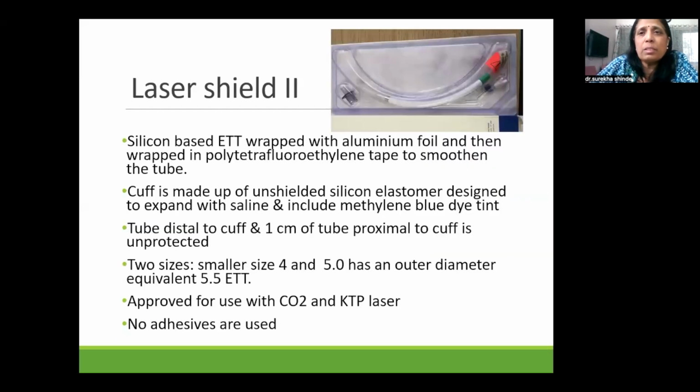Coming to laser shield 2, as it suggests, there are two folds. The silicone-based ETT is wrapped in two layers. First is aluminum foil, and then it is wrapped in polyurethane tape to smoothen the tube. And the cuff is made of unshielded silicone elastomer designed to expand with saline, and it includes methylene blue dye. Why this methylene blue? Because whenever the cuff accidentally breaks, the methylene blue color will be evident to the operating surgeon, and that can indicate that there is a perforation, and then you can take the necessary precautions. The distal cuff and 1 centimeter proximal are unprotected, so you have to keep that in mind. There are two sizes, 4 and 5, and it is approved for CO2 and KTP laser. And no adhesives are required because it's already impregnated itself.